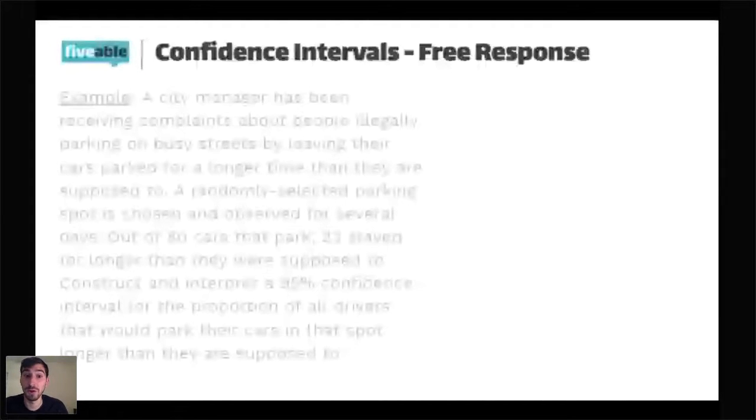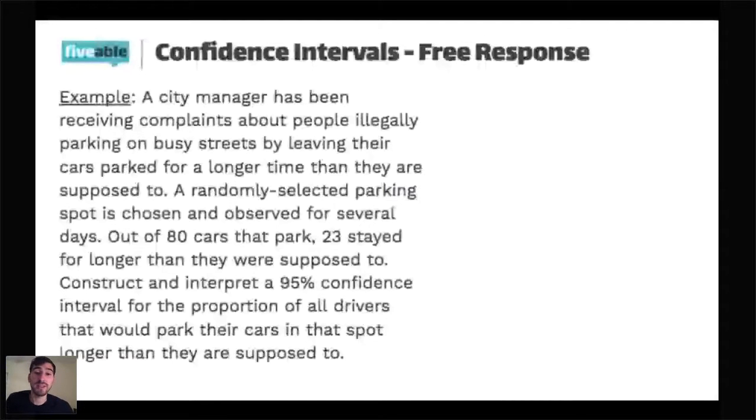Let's do one. A city manager has been receiving complaints about people illegally parking on busy streets by leaving their cars parked for a longer time than they are supposed to. A randomly selected parking spot is chosen and observed for several days. Out of 80 cars that park, 23 stayed for longer than they were supposed to. Construct and interpret a 95% confidence interval for the proportion of all drivers that would park their cars in that spot longer than they are supposed to.